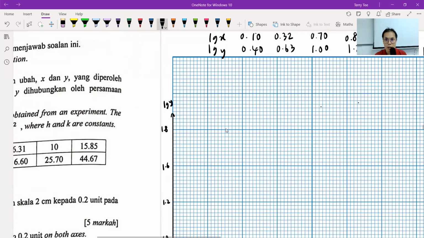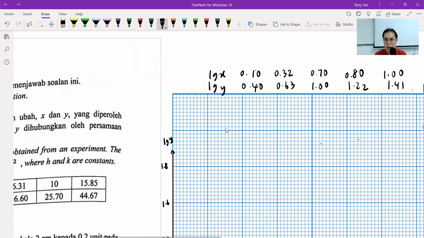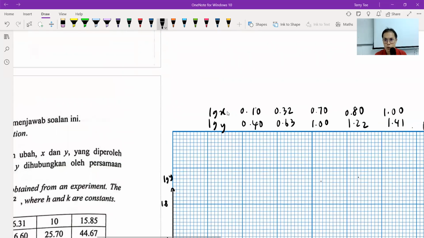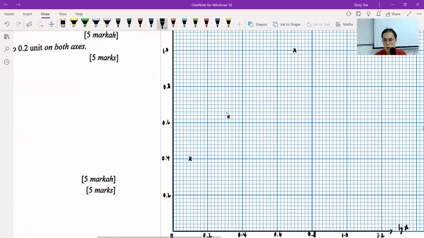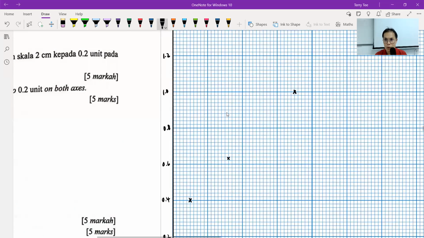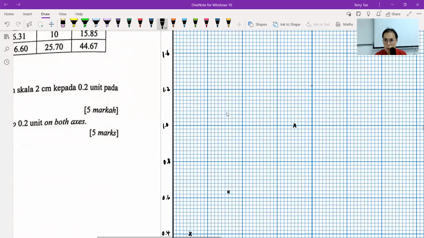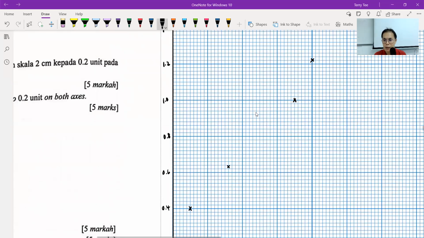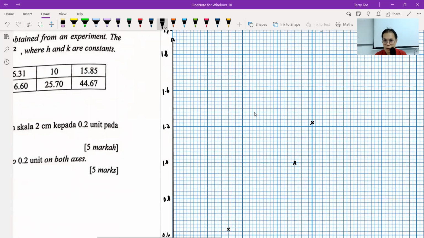Okay. Next one is 0.7 and 1. 0.7 is in between 0.6 and 0.8. This is 1. Okay, next one, I have 0.8 and 1.22. 0.8, 1.22. 1.22 is here. Remember, one big box is 0.2. One small box will be 0.02. Okay, next one is 1 and 1.41. 1 and 1.41.